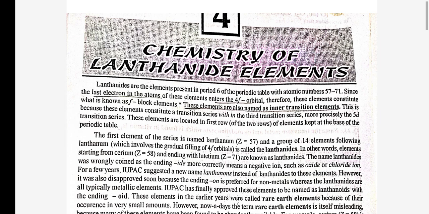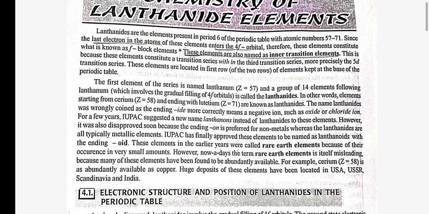The name lanthanides was wrongly coined, as the ending ide more correctly means a negative ion such as oxide or chloride ion. For a few years, IUPAC suggested a new name, lanthanones, instead of lanthanides for these elements. However, it was also disproved soon because the ending one is preferred for the non-metals, whereas the lanthanides are all typically metallic elements. IUPAC has finally approved these elements to be named as lanthanoids with the ending oid.